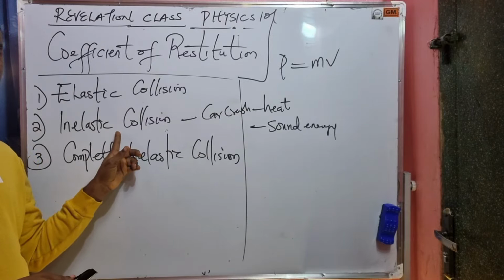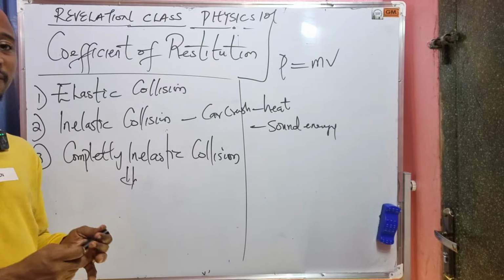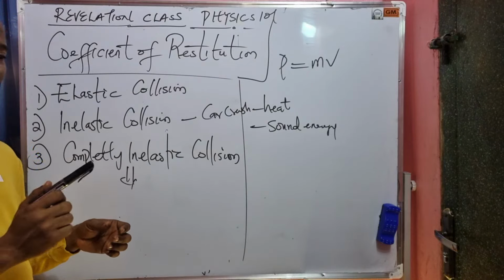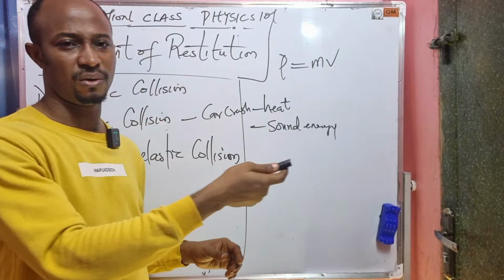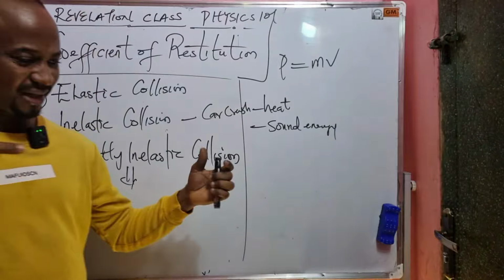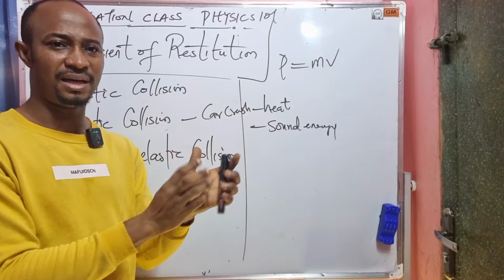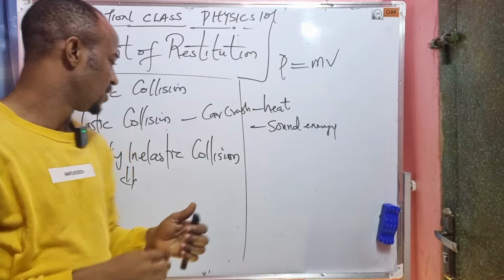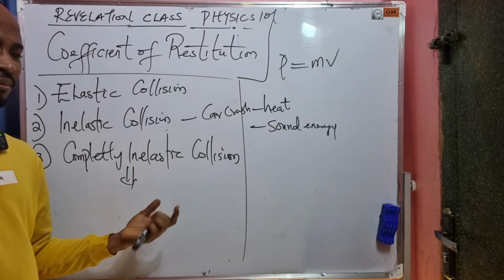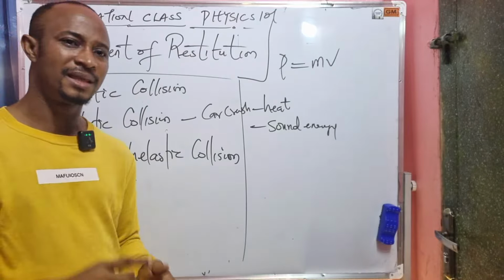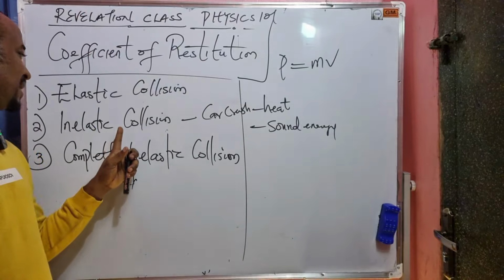Inelastic what? Collision. A good example of this is a bullet fired from a gun that embeds into the wall, or into a wooden material, and sticks into it. We call such a collision completely inelastic collision, because for the bullet to enter and stick, it takes a high amount of energy to do that, compared to inelastic collision.